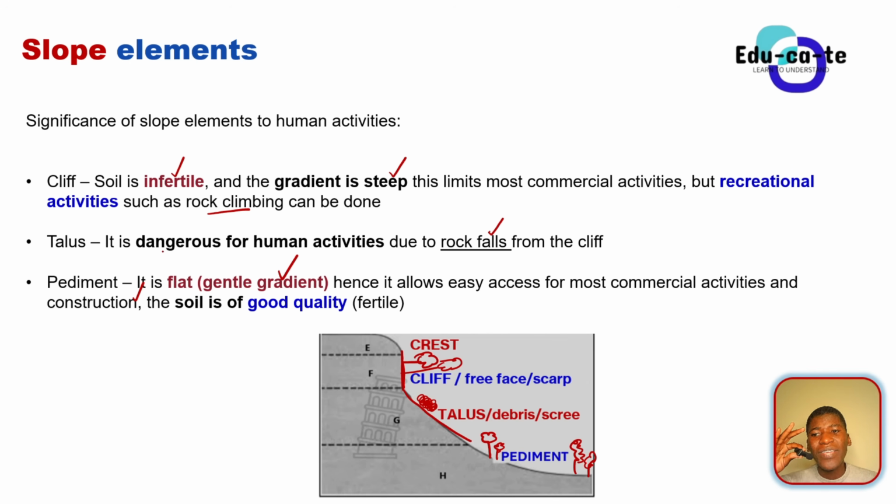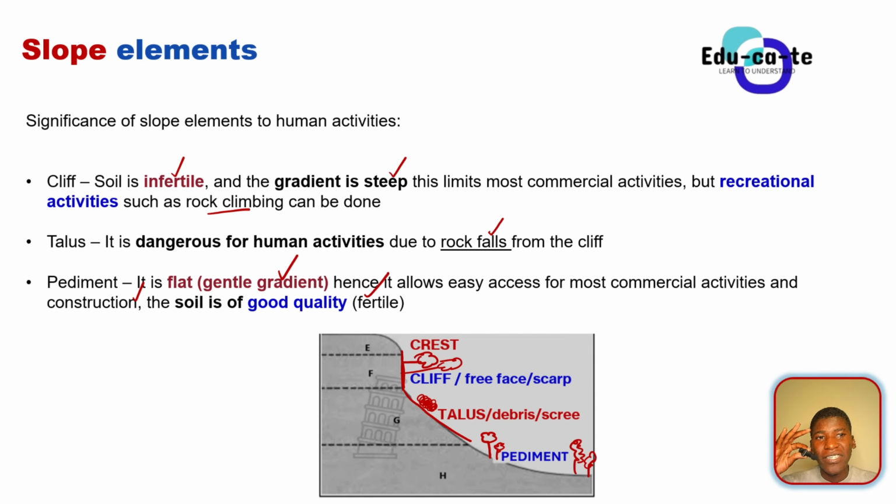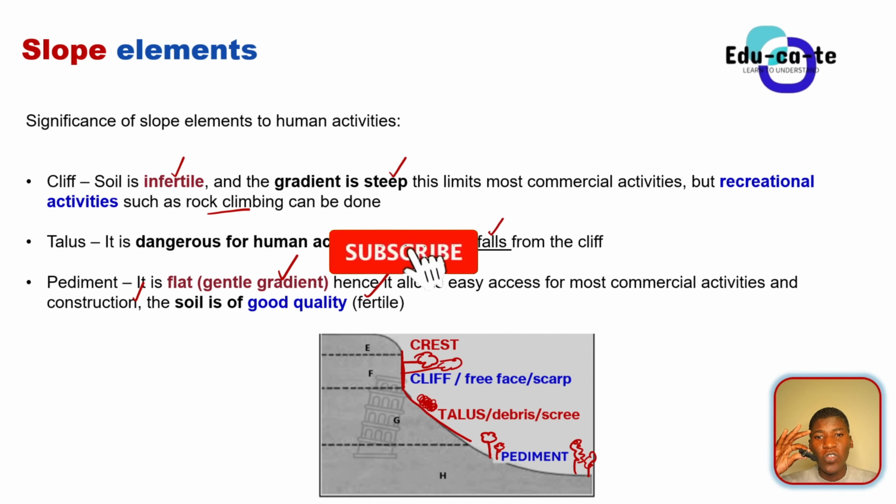The other thing is that the soil there is of good quality. The pediment has good quality soil, which just means that the soil at the pediment is more fertile. So there is more fertile soil, there are no rocks, there are no disruptions, and the gradient is flat, so you can do most activities. This makes the pediment the most significant slope of all the 4 slope elements.